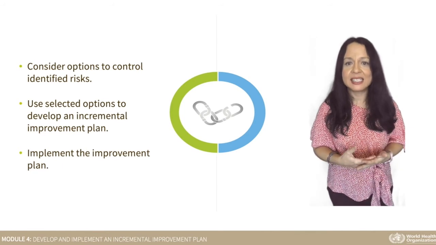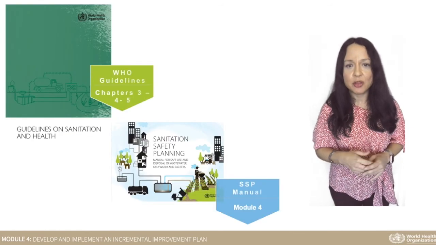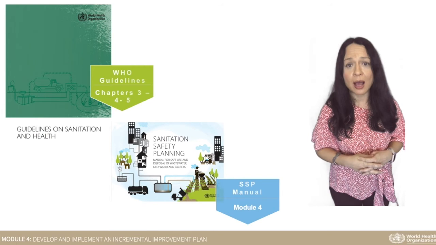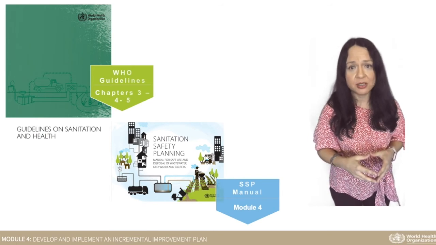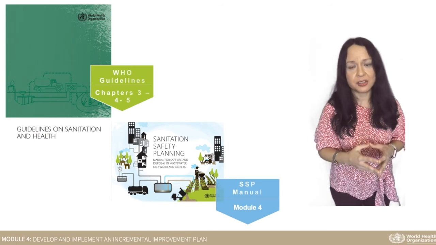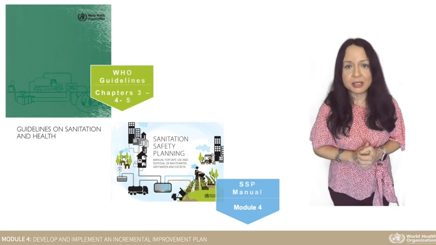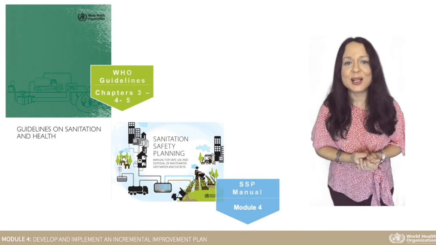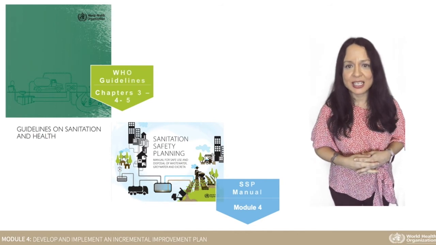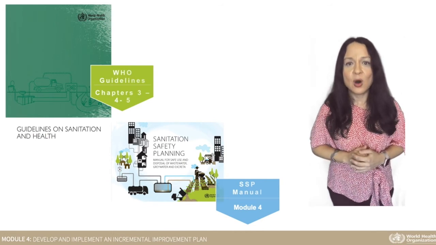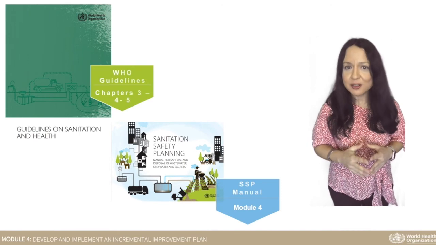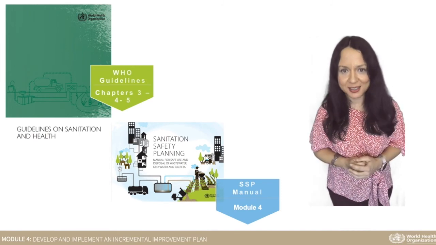I recommend downloading the 2018 WHO guidelines and learning more about improvement options at each step of the sanitation system in Chapter 3, regulatory measures in Chapter 4, as well as behavioral change measures in Chapter 5. Also, you should carefully read Module 4 of your SSP manual.